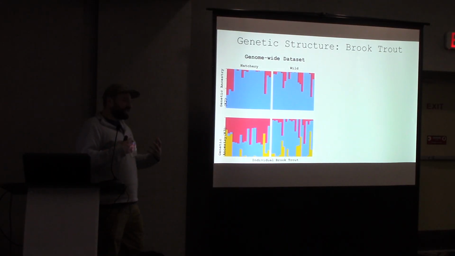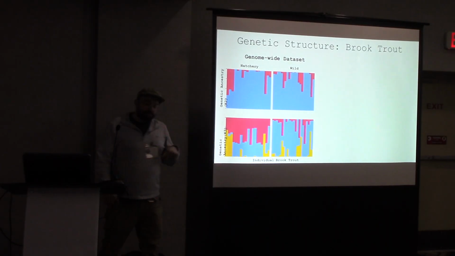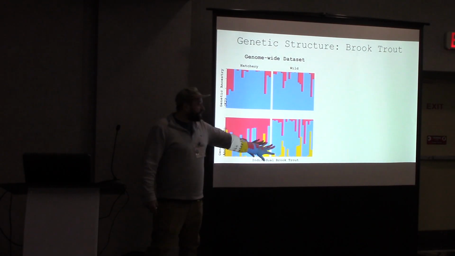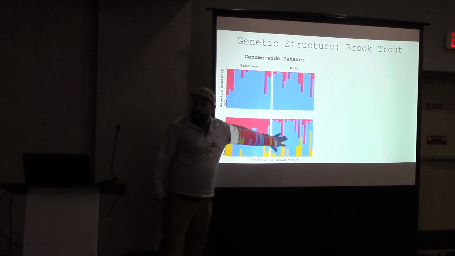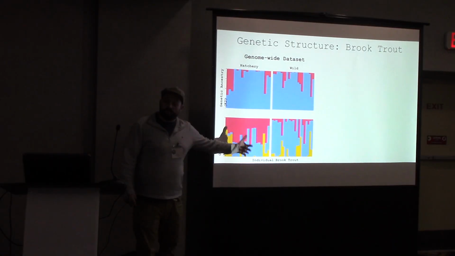We would expect them to not really have genome-wide differences at the K2 level, but interestingly enough, at the K3 level, we do see the wild individuals are mostly in this blue group, with the hatchery individuals mostly red with a little bit of blue left over.